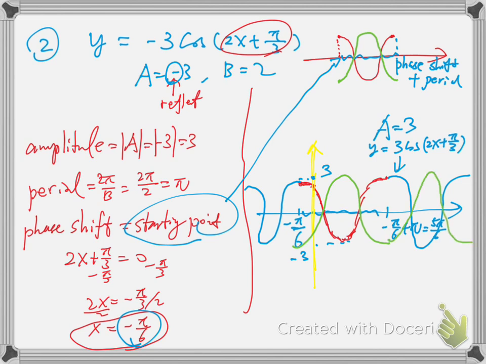This way to the right, and then this way to the left. So you draw the positive 3 graph, and then you reflect it. You get the graph for negative 3.